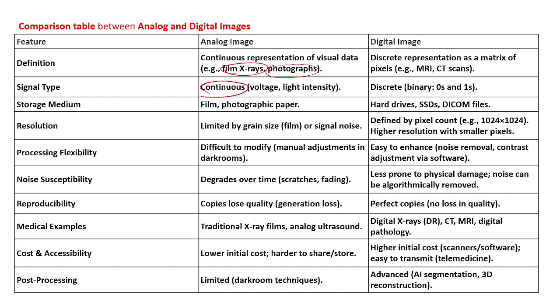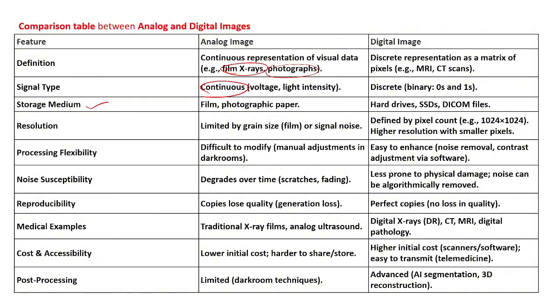The third one is storage medium. Film and photographic paper are the storage medium of analog signals, or analog images. For the digital image, the storage is hard drives, SSDs, DICOM files, meaning the digital devices we use. Resolution is limited by grain size, film, or signal noise. So this is the resolution point for the analog image.